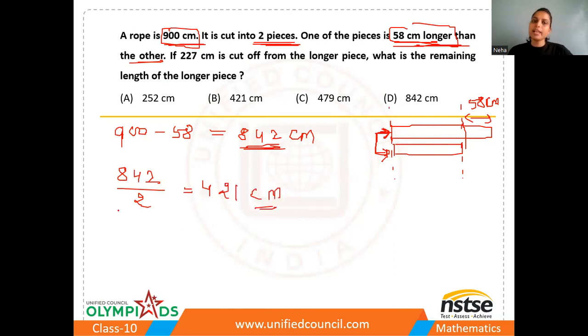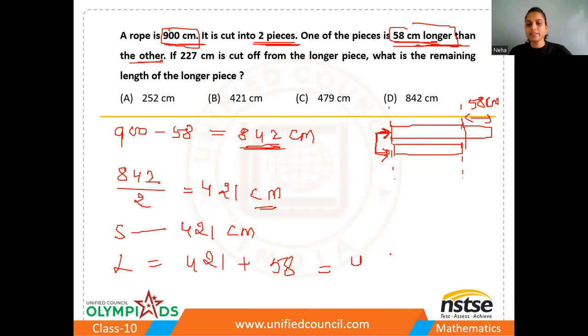So the length of the shorter one is 421 centimeters. And the length of the longer piece is 421 plus extra 58. Right? Extra 58 we have to write here. So this is 479 centimeters.